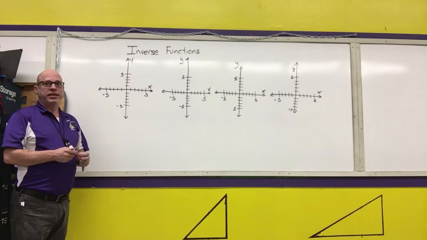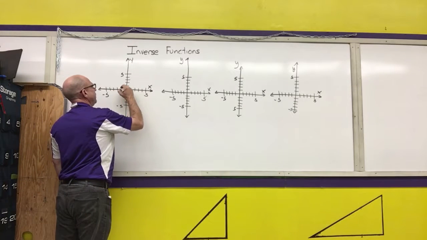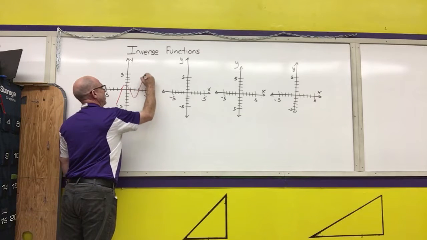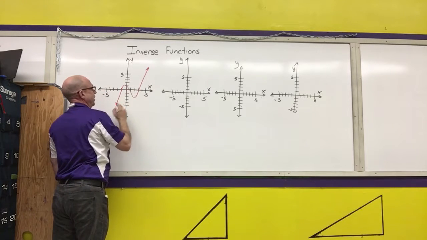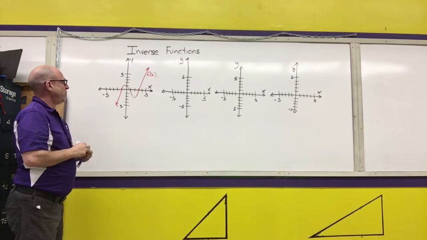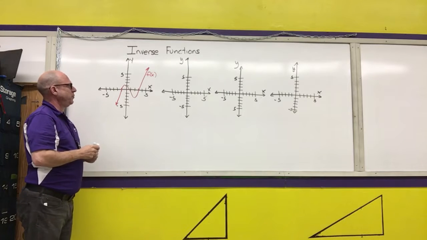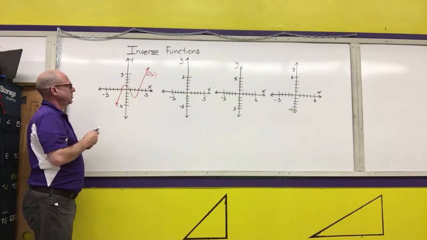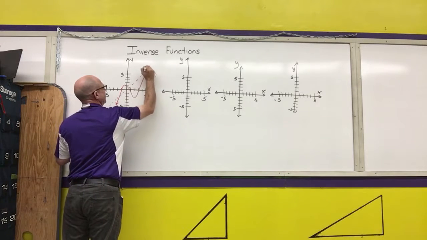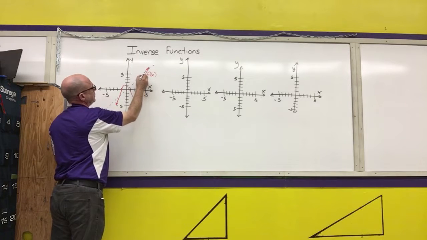Not all functions have inverses. For example, if I were to take the graph of this and call this f of x, this graph, this function, does not have an inverse, because if I were to swap the x's and the y's, or let's do it the other way, let's do this. Well, let's come over.